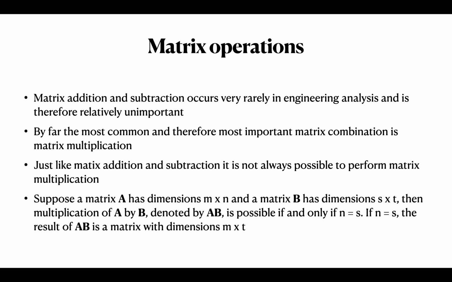And in this case, the two dimensions that are left are m and t. All right? So that's a very, very important bullet point, guys. Multiplying A by B means you can only do it if n is equal to s. So the second dimension of A is the same as the first dimension of B. And if that is true, then when you do the multiplication, you're going to get a matrix whose dimensions are the first dimension of A and the second dimension of B. So you're going to get an n by t.